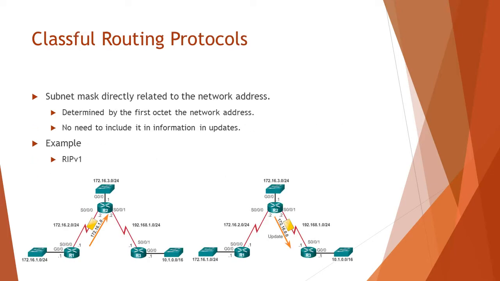Classful routing protocols. In classful routing protocols, the subnet mask is directly related to the network address. That is because it is determined by the first octet of the network address, and thus there is no need to include this information in updates. One example of this type of protocol is RIPv1.